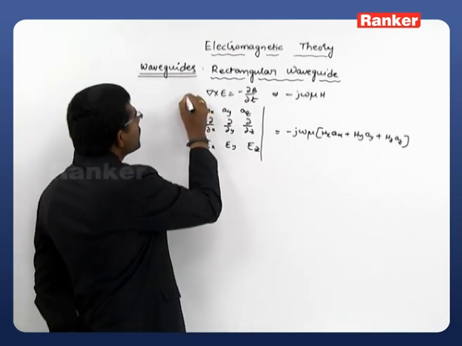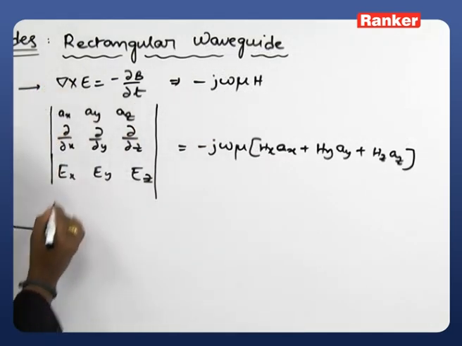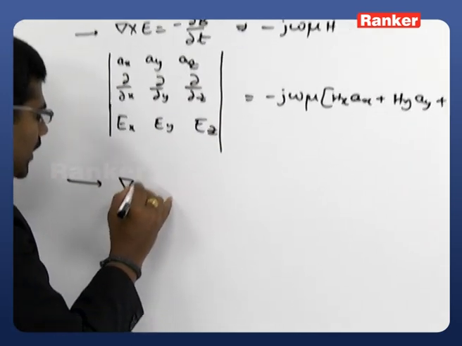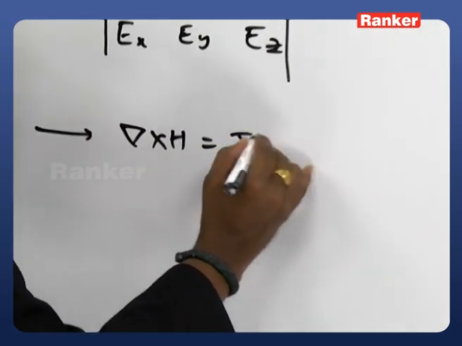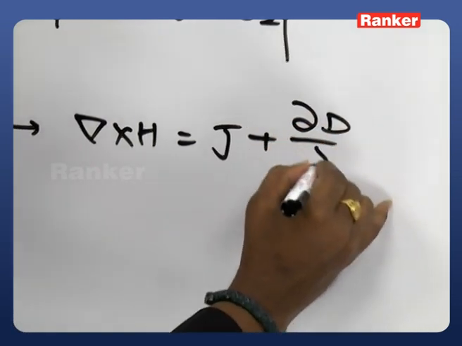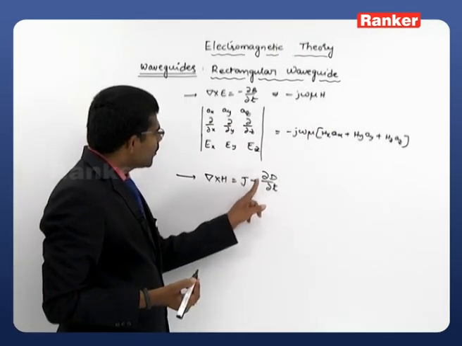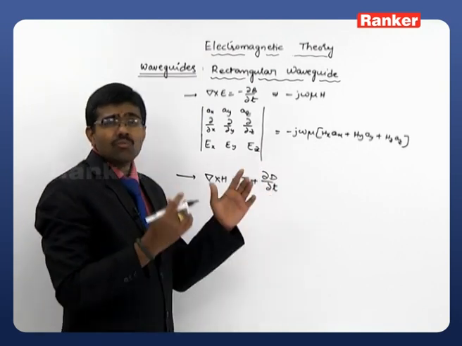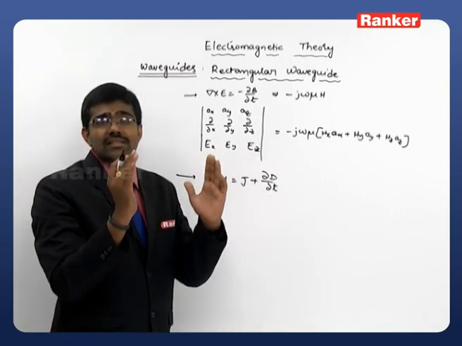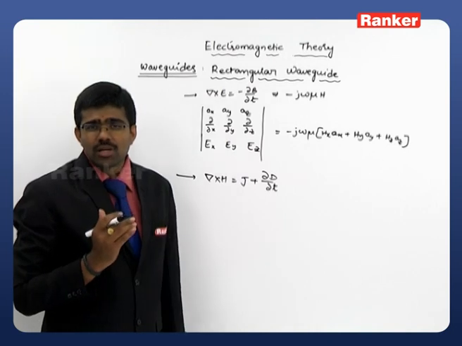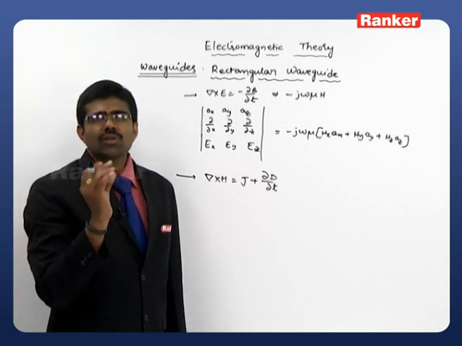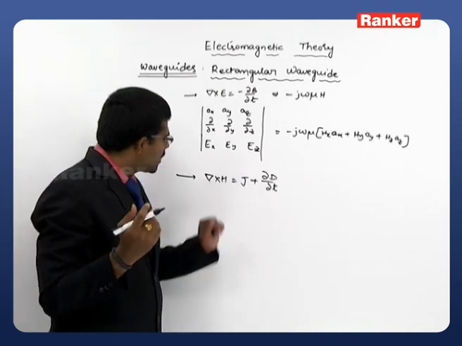Similarly, we have one more equation. This is one of the equations. The second equation, a similar type of equation, is del cross H equals J plus dou D by dou t. That is Ampere's law. So del cross H equals J plus dou D by dou t. And the medium we are considering between the walls is a pure dielectric medium, that is what I am assuming. For the pure dielectric medium, you will have zero conductivity. Therefore, J equals 0.